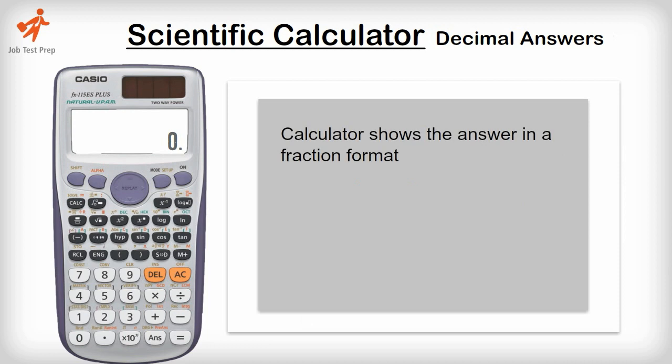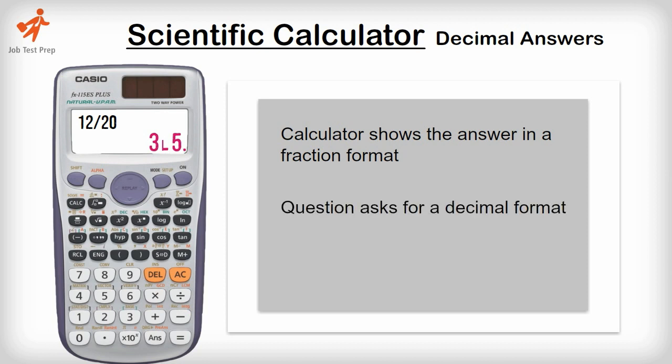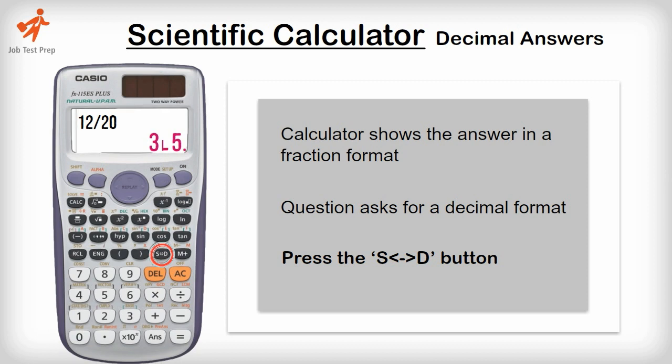Standard or decimal answers. Sometimes calculators will present answers in a standard form, that is, as a fraction, while your numerical reasoning test will ask for their decimal form. Once you've worked out your answer and it has been presented as a fraction, all you have to do is press the S to D button for converting fractions to decimals. For example, converting 3/5 to 0.6.